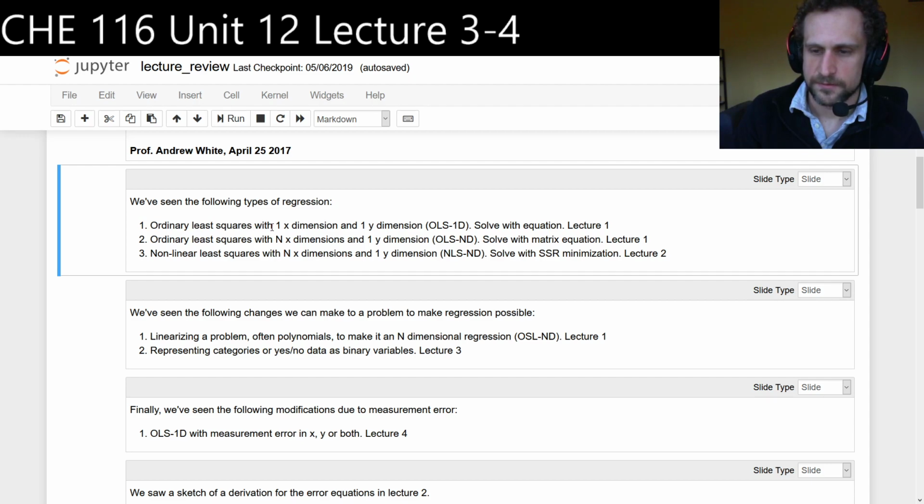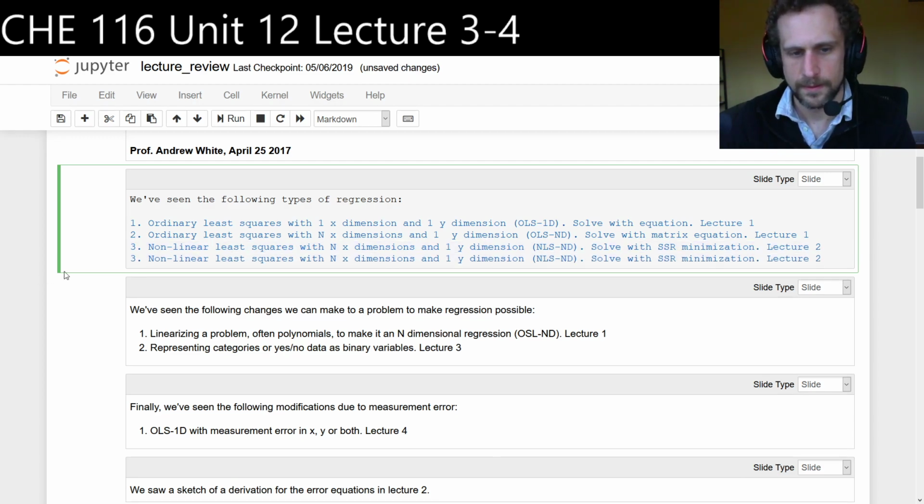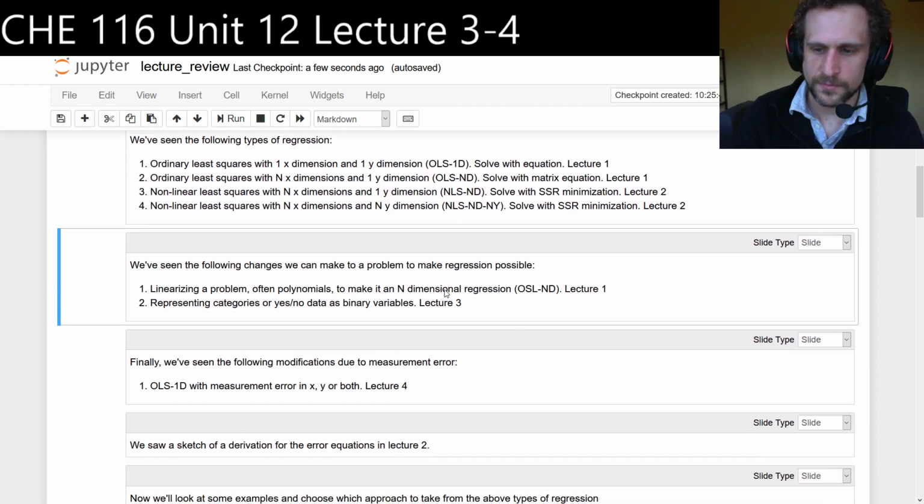If you have ordinary least squares with one dimension in y and one dimension in x, or n dimensions in x and one dimension in y, you look in lecture 1. If it's nonlinear, then lecture 2. And if you have nonlinear with n x and n y dimensions, that's in lecture 2 as well. And then we saw how to linearize in lecture 1.